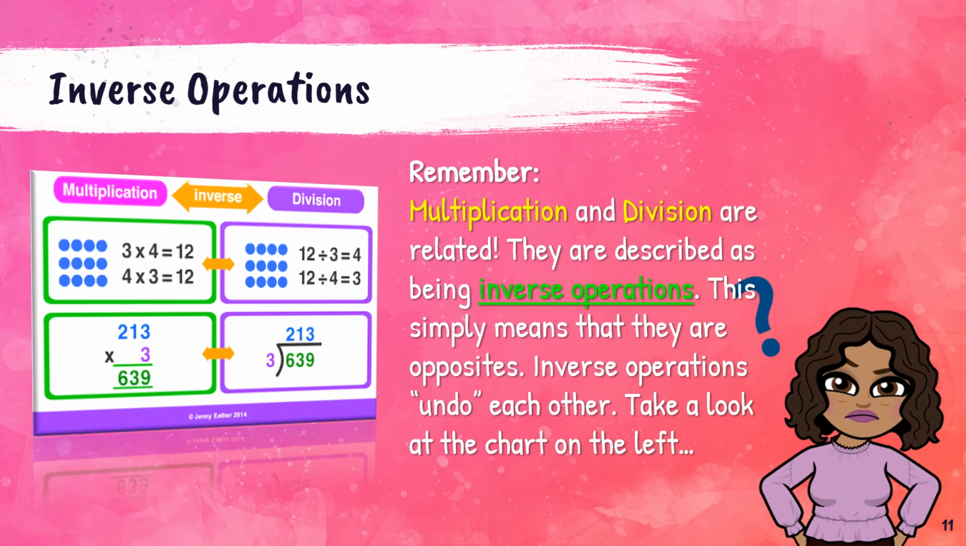Take a look at the chart on the left. Multiplication is the inverse of division, and that also means division is the inverse of multiplication. For example, 3 times 4 is equal to 12. But if we switched it around and we divided 12 by 3, what would we get? That's right, we would get 4.